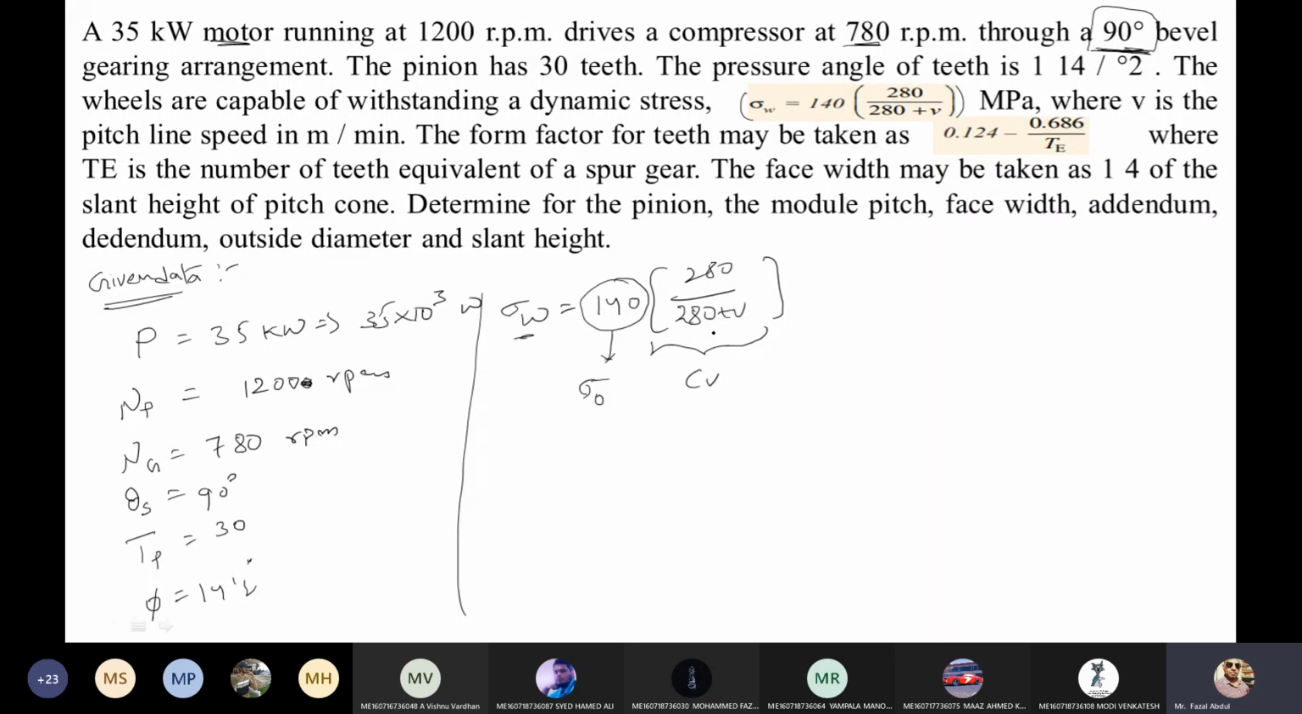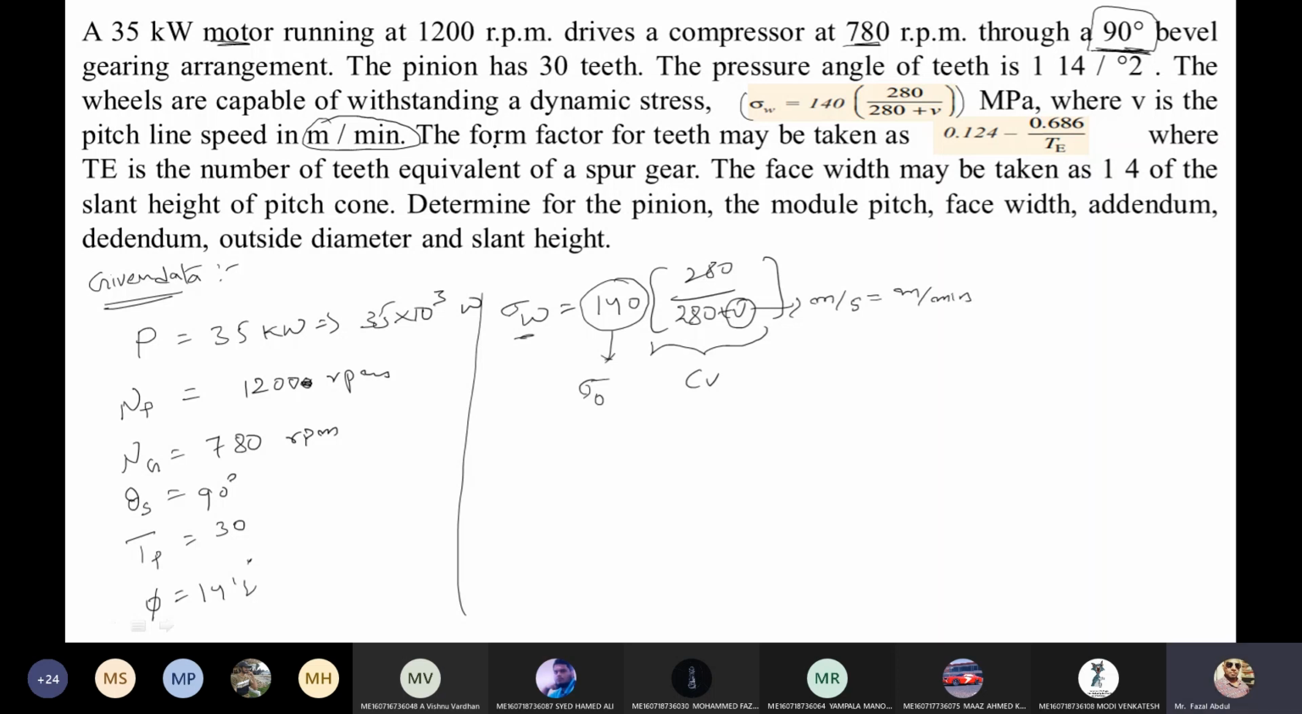Sigma W, and V is the pitch line velocity. Here V is the pitch line velocity. Actually the unit is meter per second, but the question is mentioned in terms of meter per minute. So this difference you have to observe now. Meter per minute.